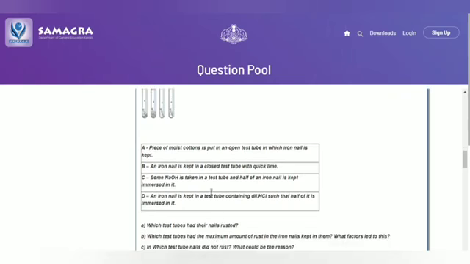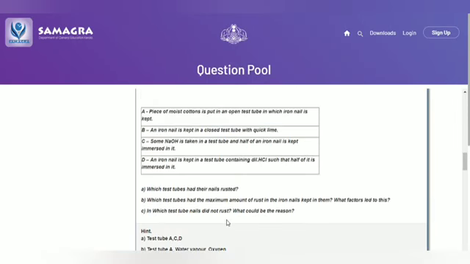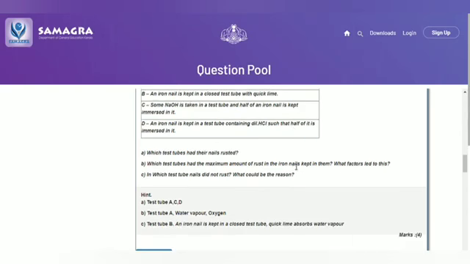In which test tube can we see the nails being kept? Which test tubes had their nails rusted? A piece of moist cotton is put in an open test tube in which an iron nail is kept. Then some sodium hydroxide is taken in a test tube and half of the iron nail is kept immersed in it. An iron nail is kept in a test tube containing dilute HCl such that half of it is immersed in it. Which test tube has the maximum amount of rust in the iron nail kept in it?